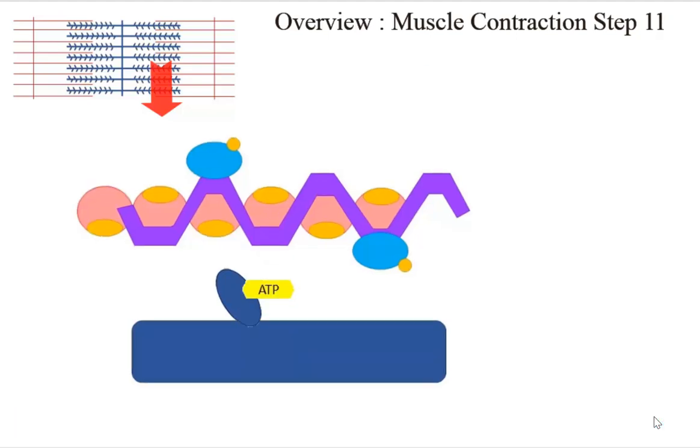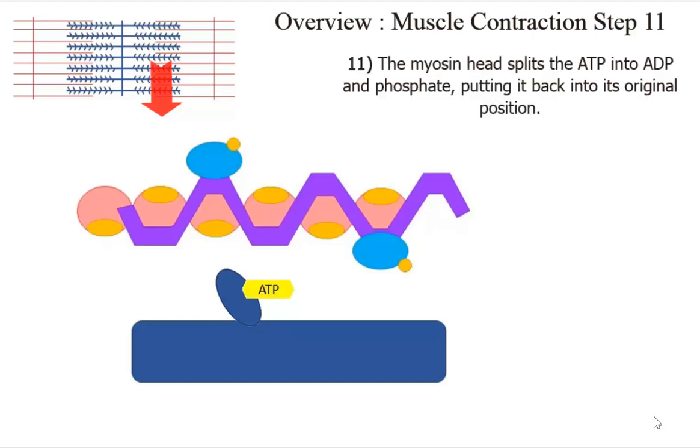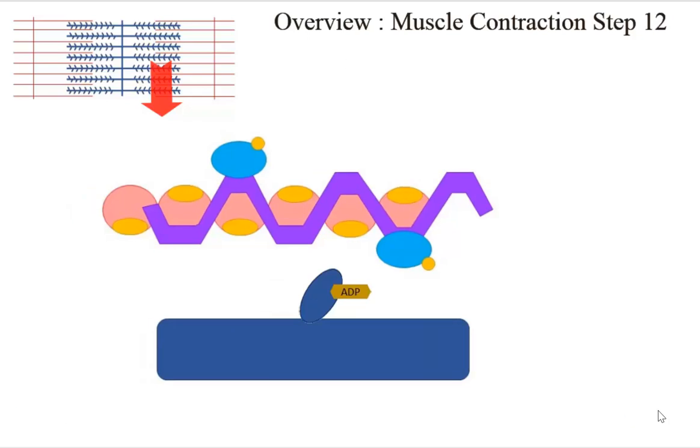Okay, myosin bound to the ATP has just let go of actin. And so with step 11, the myosin head is going to split the ATP into an ADP and a phosphate group. And the release of the energy by breaking down ATP is going to allow it to recock or reset into the original position, which was facing away from the M line. So we left off with the myosin head set back to the original position and attached to ADP.